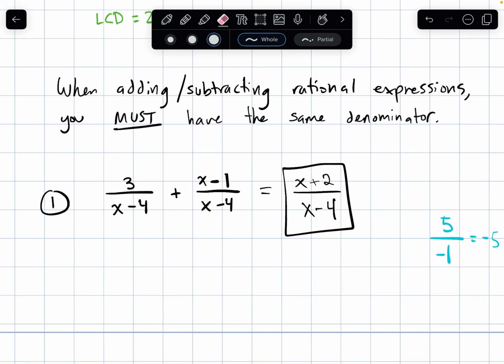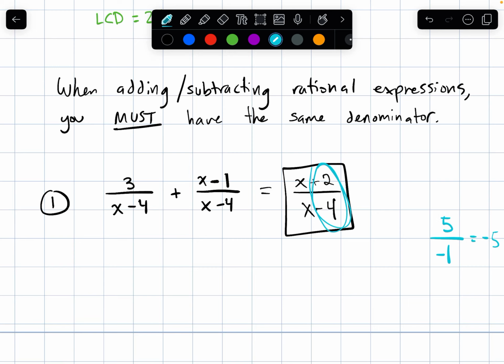Well, let's say we went ahead and we canceled out the x's, right? So if I got rid of these x's, that would be -1/2. But we know that -1/2 is not the same as -5, so that can't be true. That would not make sense to cancel those out.